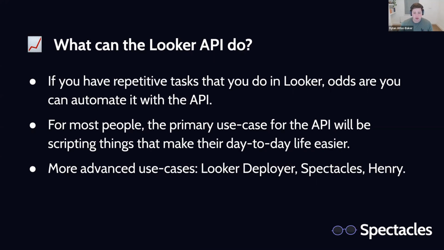So for most people, the primary use case for the API will be scripting things that make your day-to-day life easier. As Josh is going to show later, that can be something like pulling all users who haven't run a query in the last 14 days and sending them an email. But it can also be a way to offboard a user more effectively, updating their schedules and all that stuff. Typically, these scripts will be anywhere from 10 to 100 lines, and will do a range of things that you want using the API.